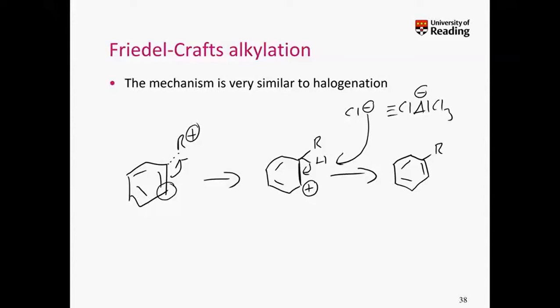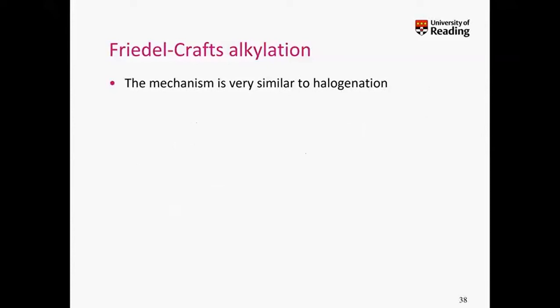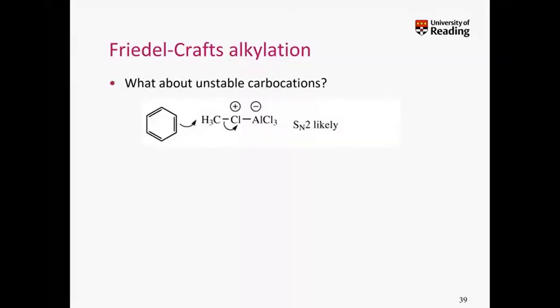Okay, so as I said at the start, what about the kind of unstable carbocations? So what if we have something which we know a primary carbocation isn't going to be particularly stable. What happens? Well, you can consider it almost like an SN2-like reaction. The nucleophile is going to react with our electrophile, and that's going to allow the chlorine or the AlCl part to effectively be the leaving group. So it's not an SN2, but it's like an SN2.